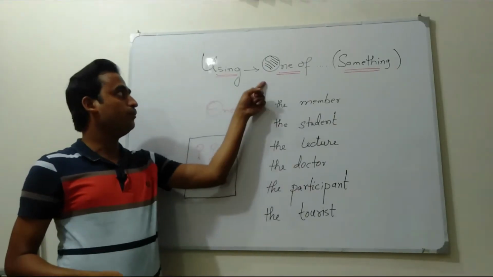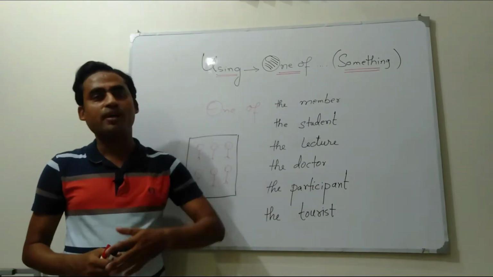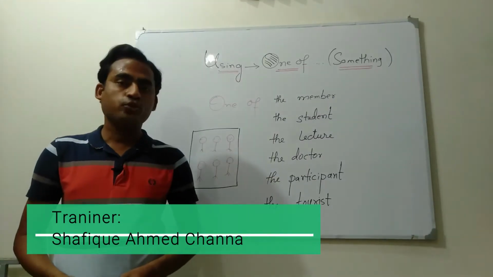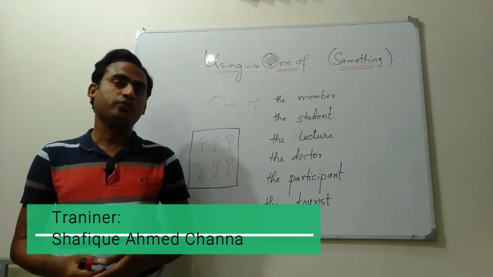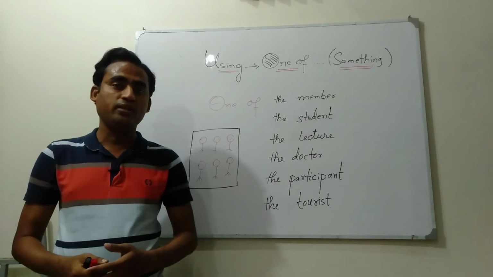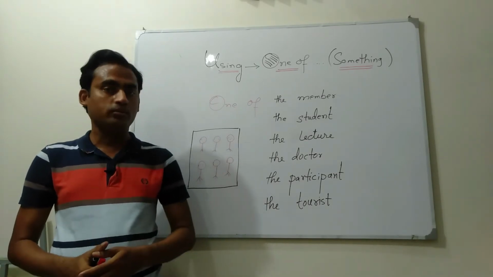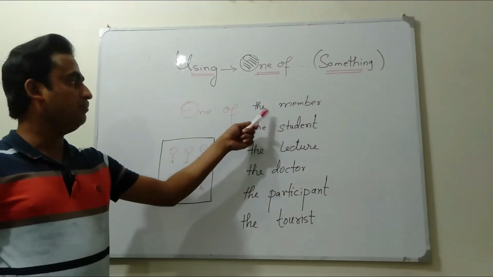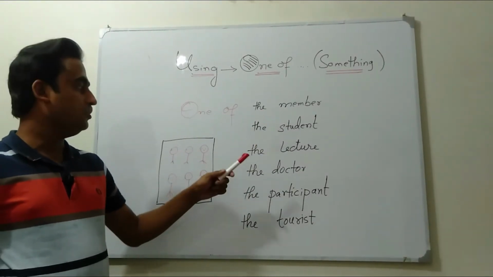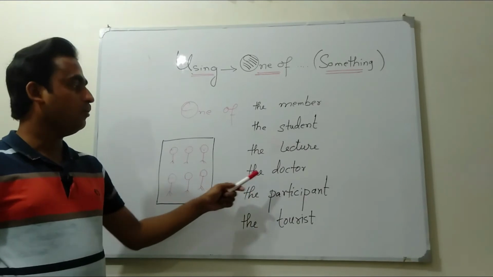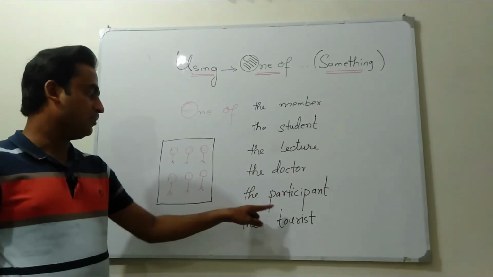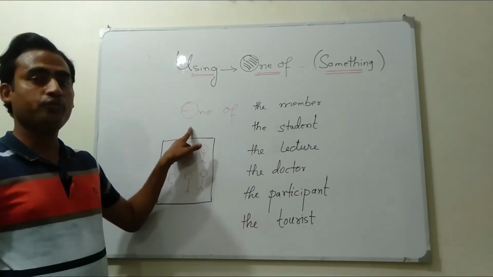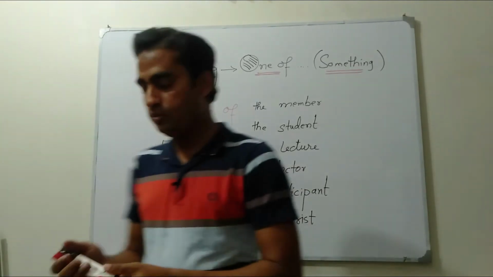Today we'll talk about the phrase "one of", which is very common, but we keep on making mistakes every now and then. So today we will discuss this phrase, how to use it in our daily life, and the rules. Now look at these sentences. One of the member, one of the student, one of the lecturer, one of the doctor, one of the participant, one of the tourist. Now here you notice that there is a phrase, "one of".